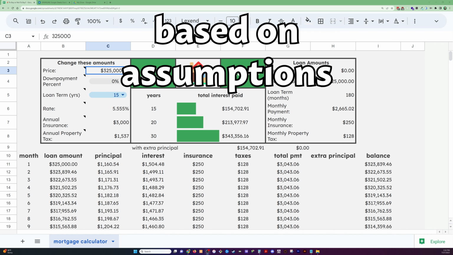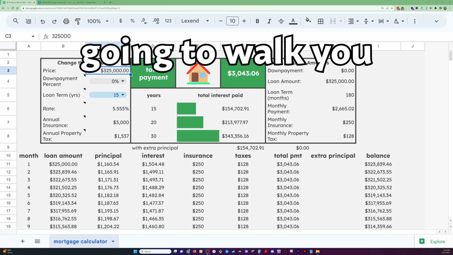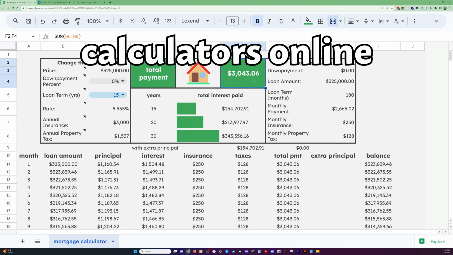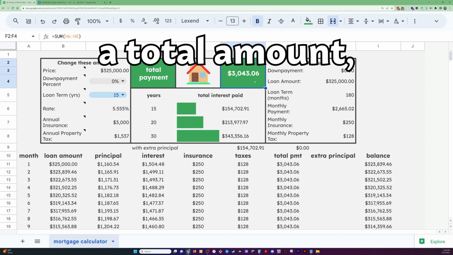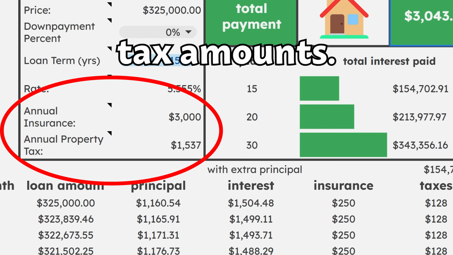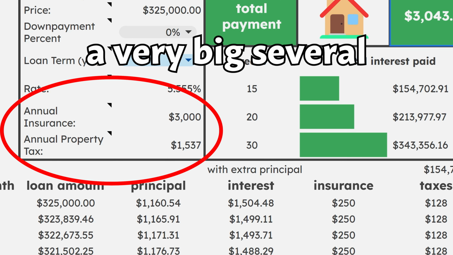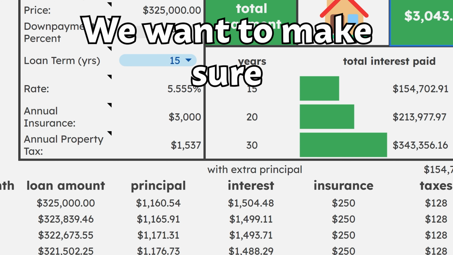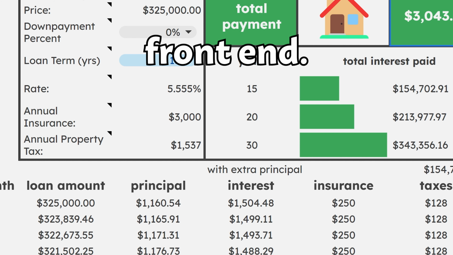And it's based on assumptions that I'm going to walk you through making on this sheet. A lot of loan calculators online will give you a total amount, but it'll say this does not include insurance or property tax amounts. That can be a very big several $100 extra per month number. We want to make sure to calculate that on the front end.